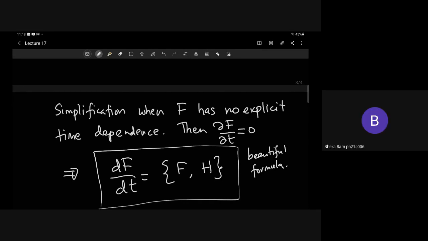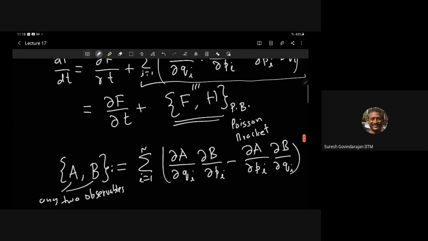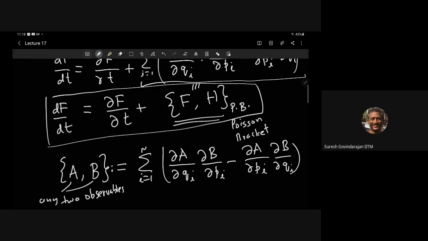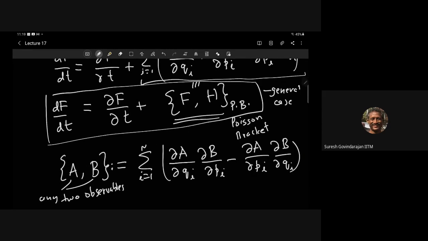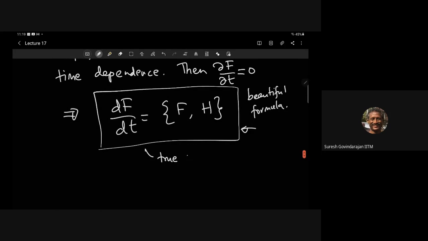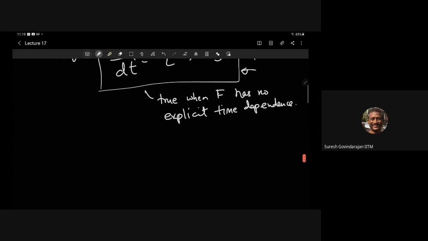So there are some properties. In this description, A and B could also be dependent upon time. This is the general case, and this other equation is true when F has no explicit time dependence. H might have. Is that clear? Yes.